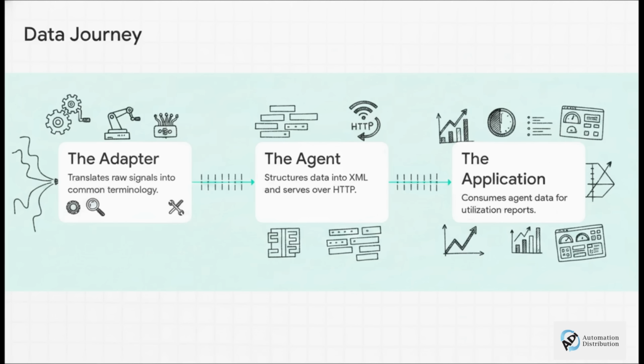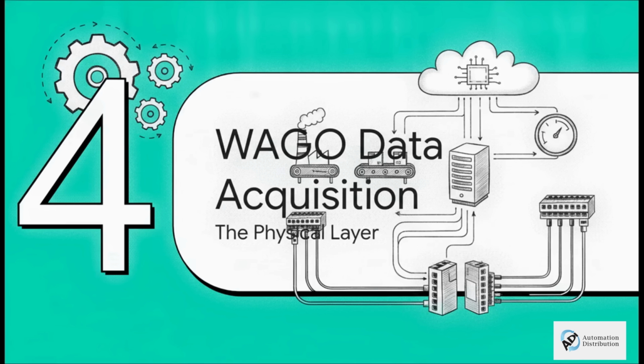Step 2 is the agent. The agent grabs that raw text stream from the adapter, structures it into valid, clean MTConnect XML, and serves it over HTTP to anything that asks for it. And finally, Step 3 is the application. This is your OEE dashboard, your MES, or your cloud analytics platform. It consumes the agent's data and turns those raw machine signals into the utilization reports and downtime tracking you actually use. Now, understanding those three roles is the absolute key to understanding where physical hardware fits into the picture.